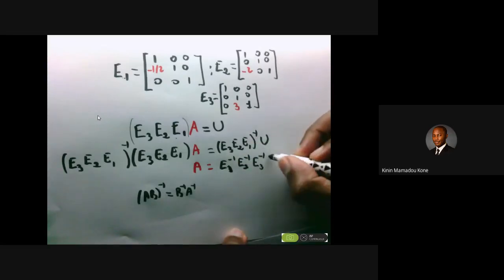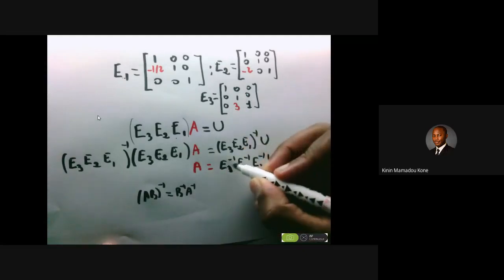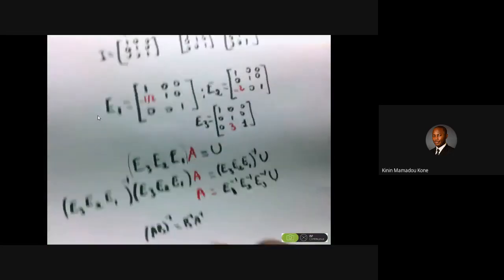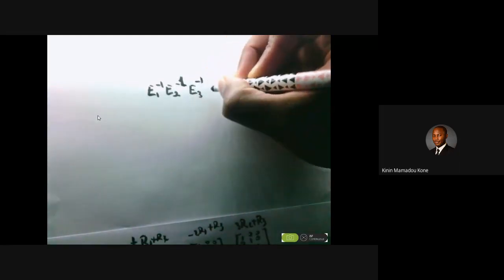This is multiplied by the upper triangular matrix. So from the upper triangular matrix, we can obtain A by multiplying it by the inverse of those row operations. Let me write it again: E1 inverse, E2 inverse, E3 inverse times U equals the matrix A.